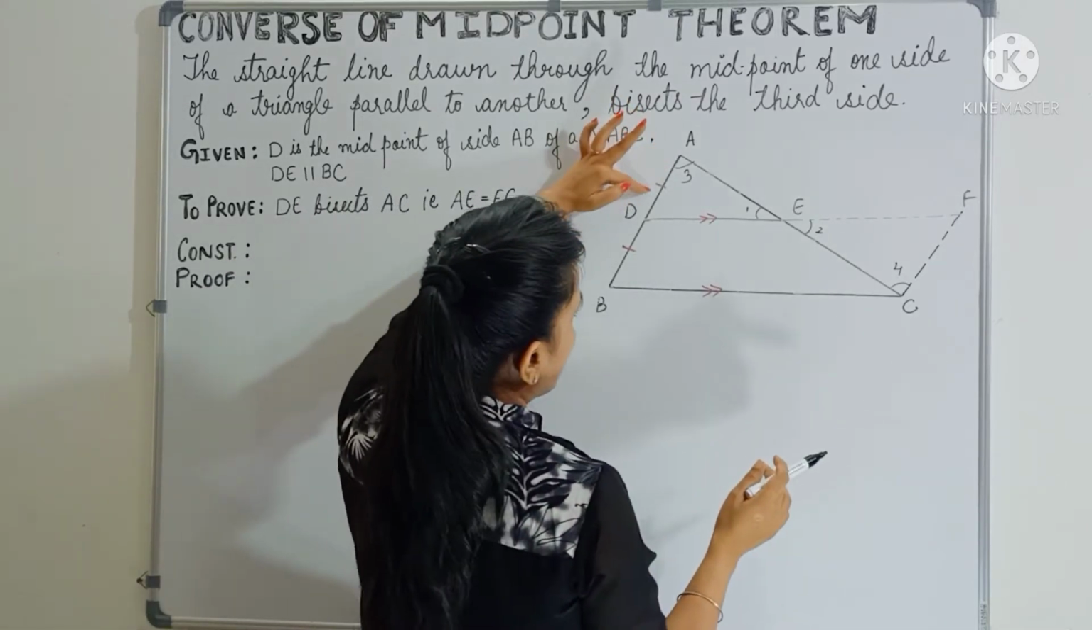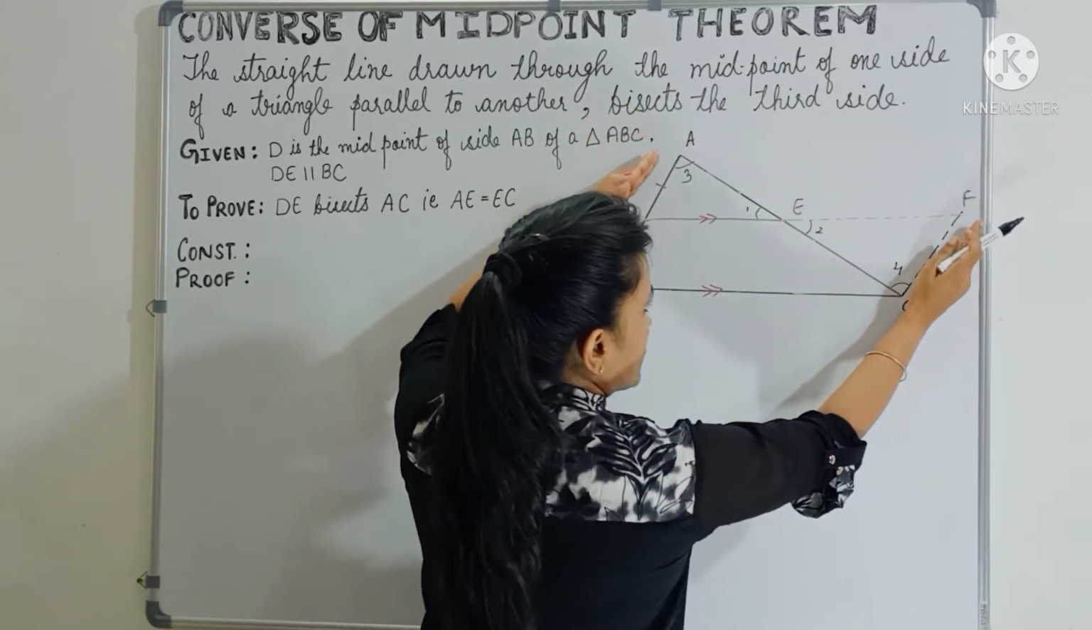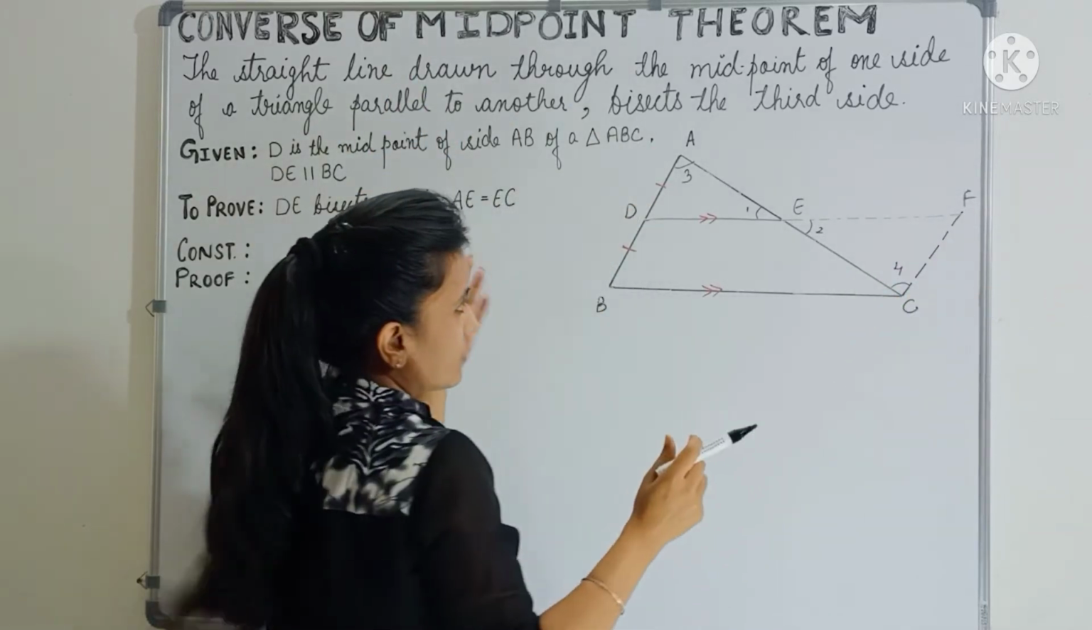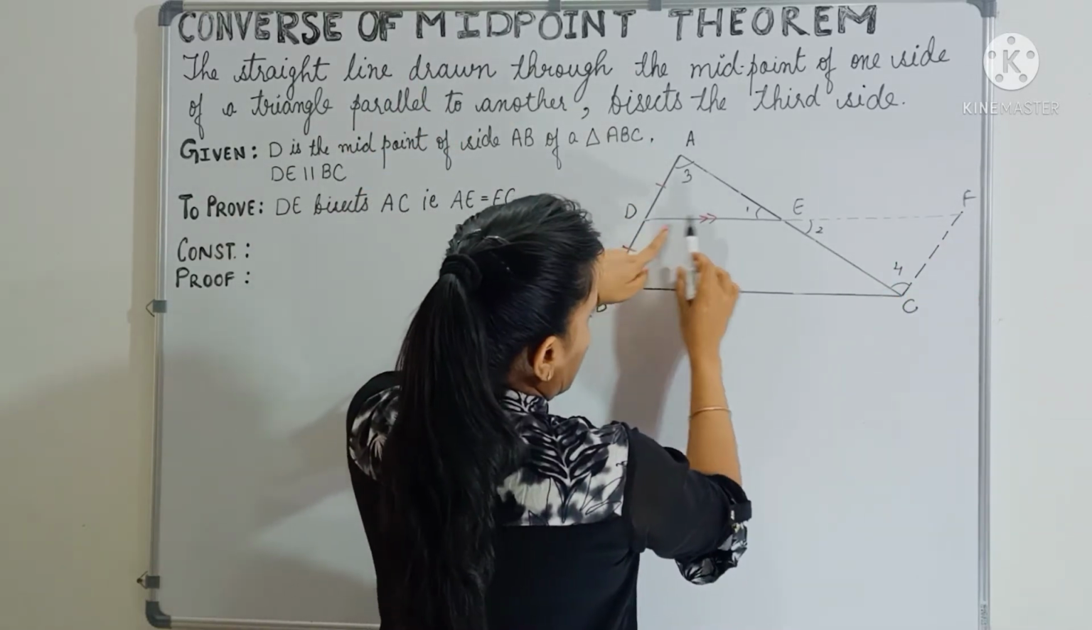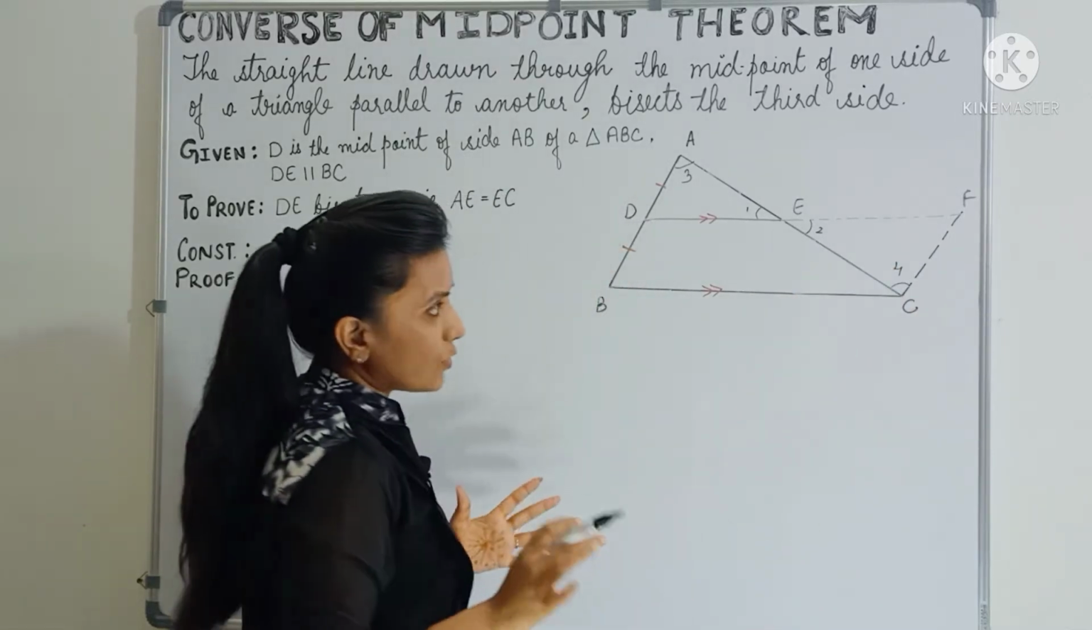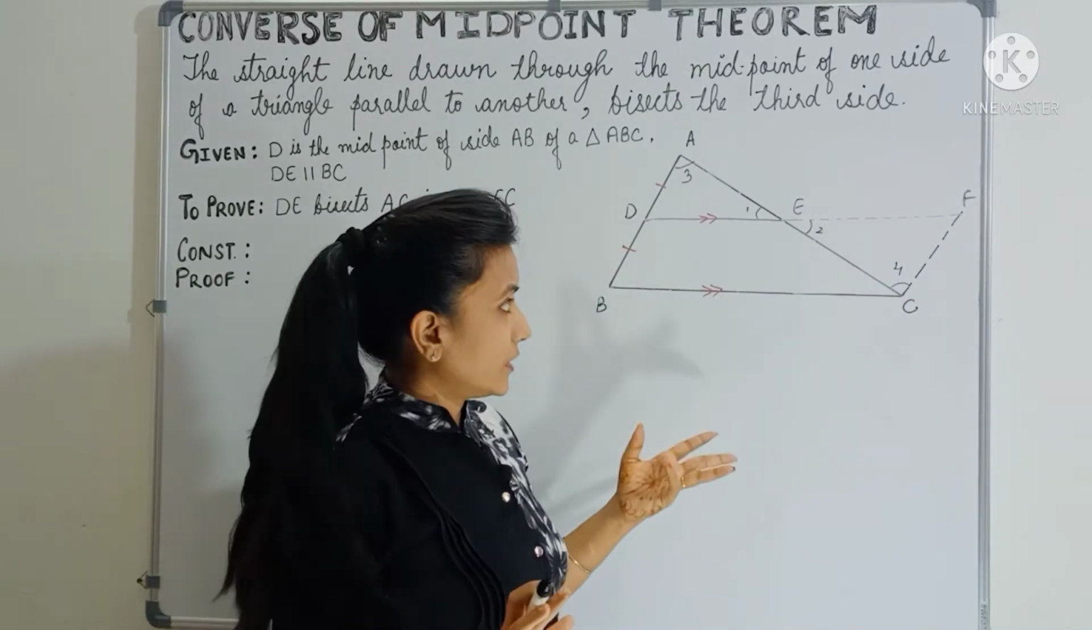And what about DA and CF? Even these two sides are not equal. It is not given in the question, right? Also, DE is not equal to EF, right? So I don't have the third thing, right?